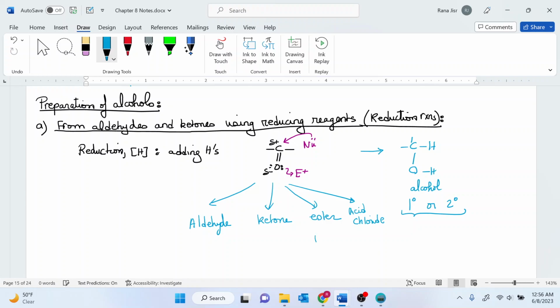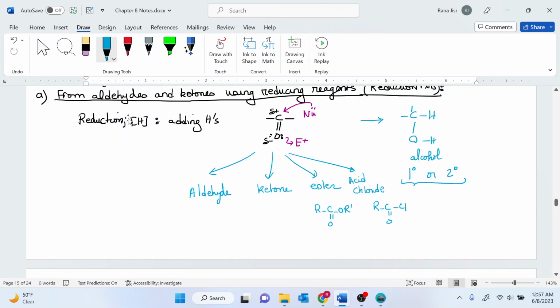The general formula of the ester is RC double bond O, OR prime. And the general formula for the acidic chloride is RC double bond O and a chlorine. Okay, so you can start with either one of those carbonyls, and your product is going to be a primary or a secondary alcohol.